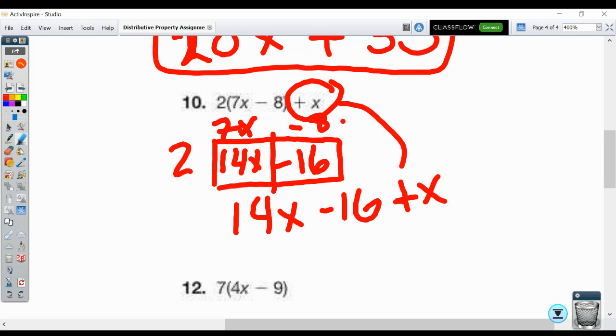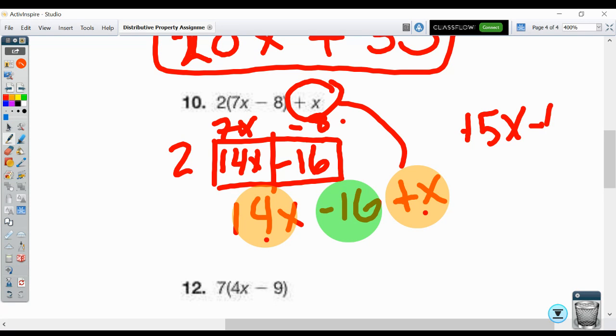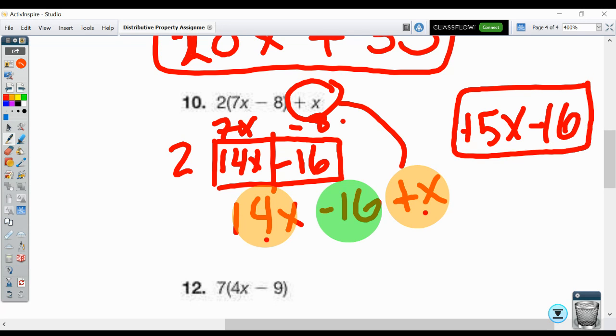So again, I'm going to highlight. I see that I've got my yellow or my orange, those are my x's. And then I have my constant, which is my regular number. So my final answer is going to be 14x plus 1x will be 15x minus 16, and that's my final answer.